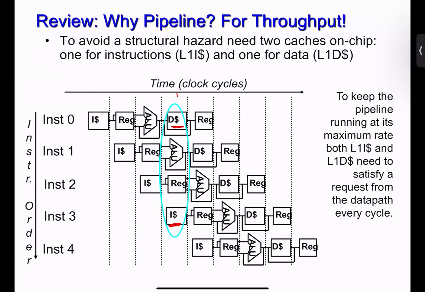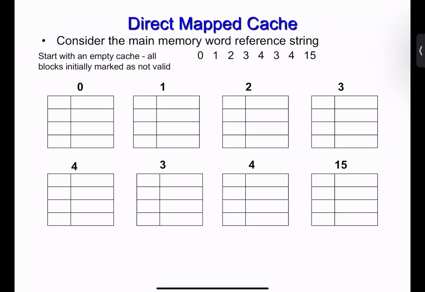As you can see, they would like to be accessed in the exact same cycle. If they are the same memory, then we will have structure hazards. But if we have this as data and this as instruction, then we will avoid that.